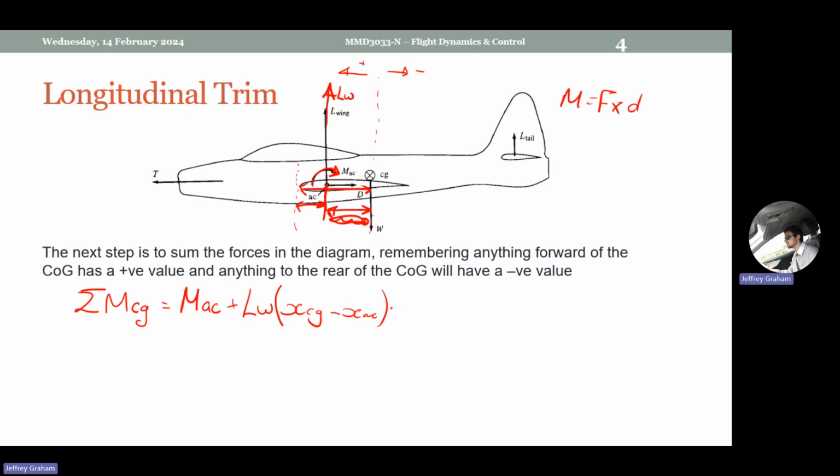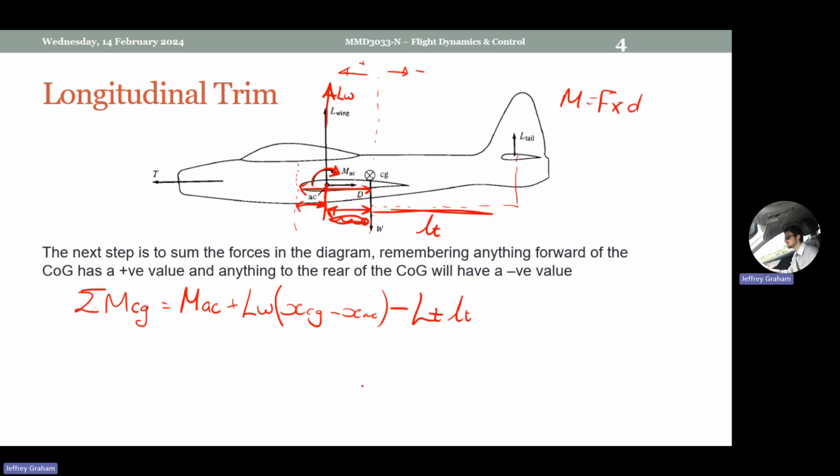Behind the center of gravity, we clearly have a tail section. We've got a lift from the tail, and we have its arm. As we're taking moments from the center of gravity, the arm is this length here, which I'll label as little l, little t. So force times distance.